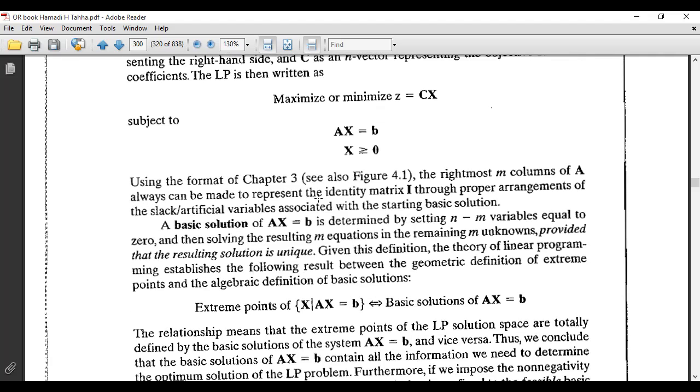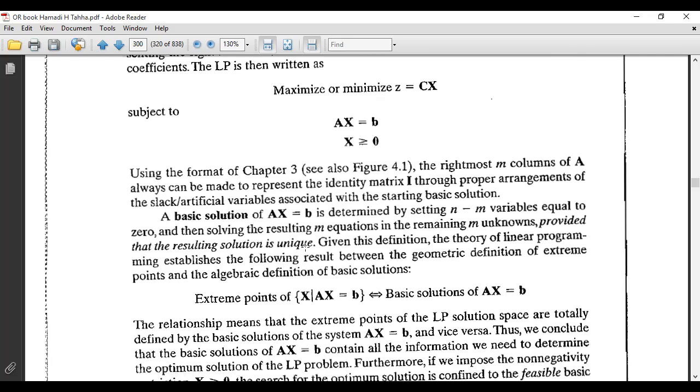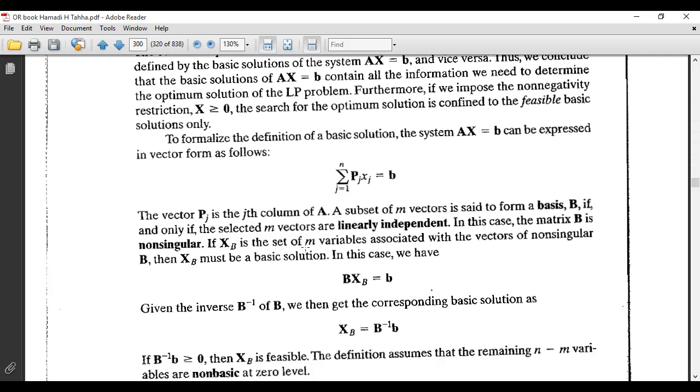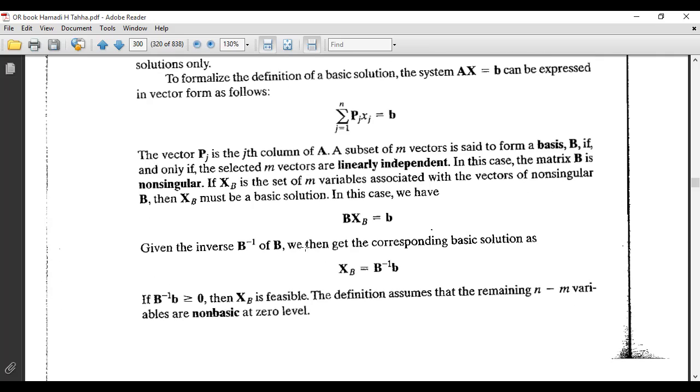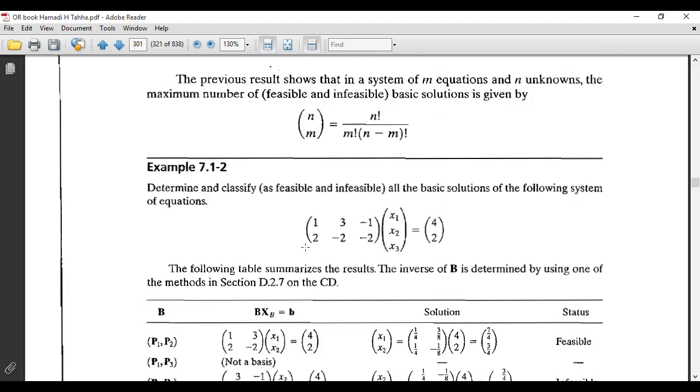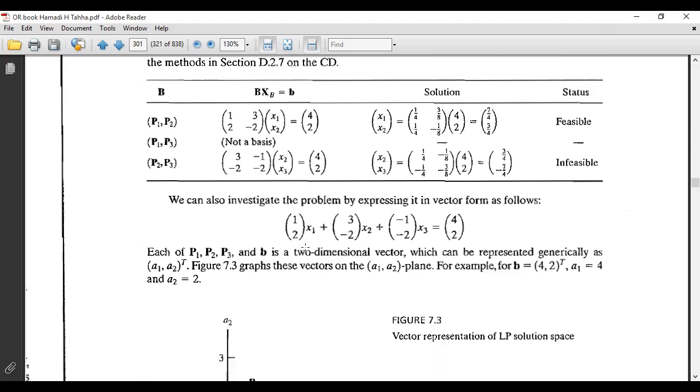So basic solution is Ax equal to b, and extreme points are x when Ax equal to b tends to the basic solution of Ax equal to b. So by using this, we will define a vector of sum of Pj xj equal to b, and then with the help of this linearly independent matrix B, which is non-singular, and XB is the vector of basic variables, we find out the value of XB, which is equal to B inverse b. So by using these methods, we will deal with the numerical problems and exercises.